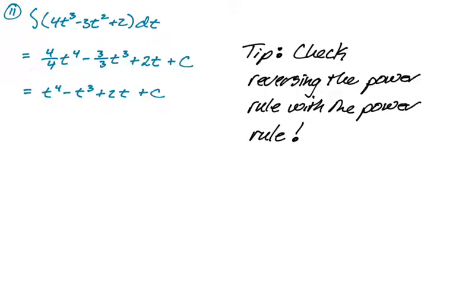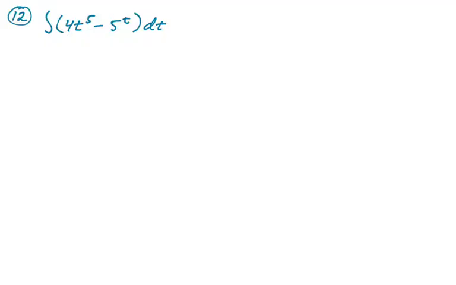All right, let's look at number 12. Number 12 is like a rerun of a previous problem. You might be able to do this in your head at this point. So it's the integral of 4t to the 5th minus 5 to the t. So 5 to the t is an exponential, right? So when we do the substitution, we'll let u equal 5 to the t. But let's see if we can do this kind of like in our head, right?